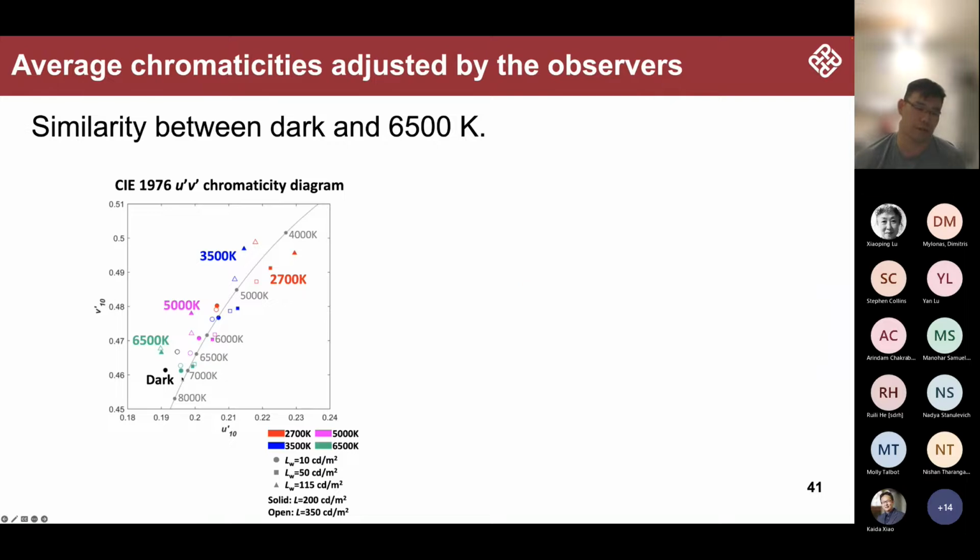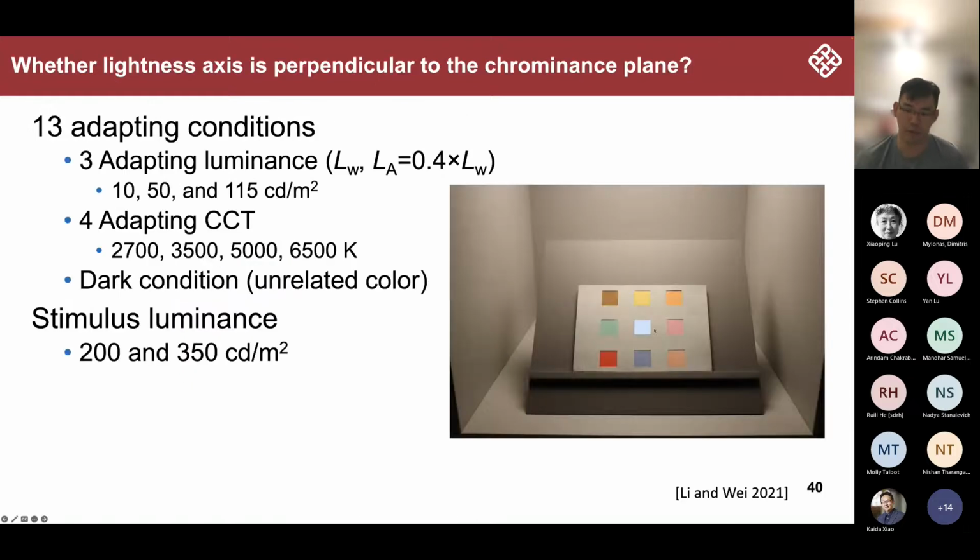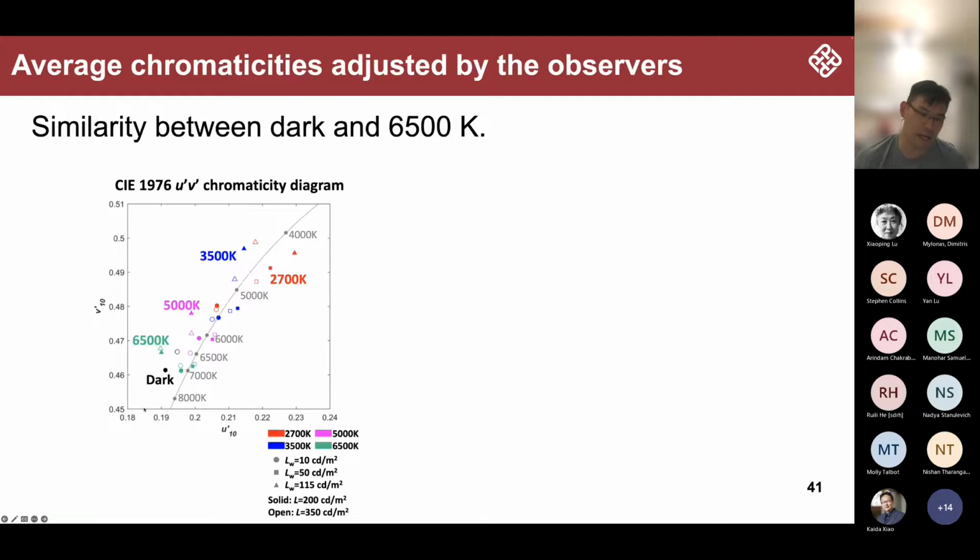This shows the chromaticities adjusted by the observers to make the patch appear white under different conditions. The black point shows when the color is under the unrelated color condition, which means we don't have the surround. You can see we have this one and also the hollow circle. The difference between the two is only the luminance of the stimulus, so they are pretty close to each other. Then if we look at these green data points, they are for when the ambient condition was 6500K.